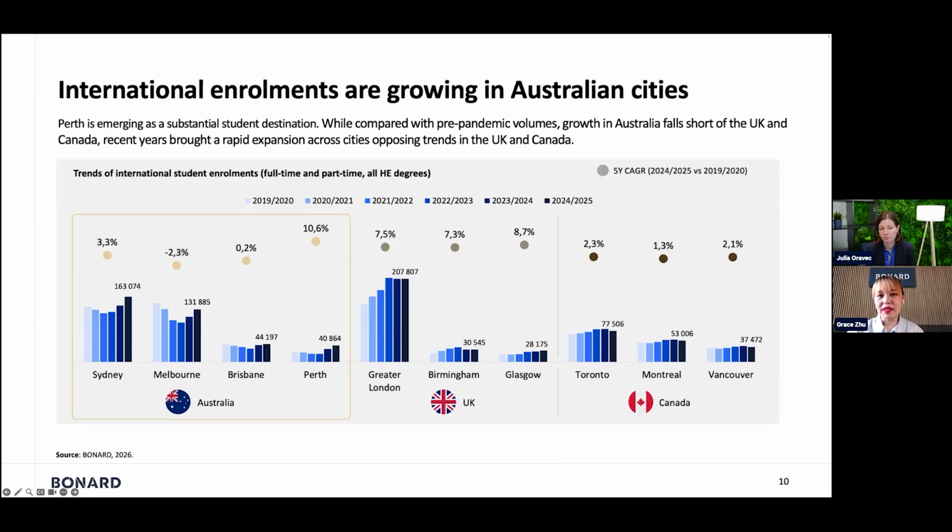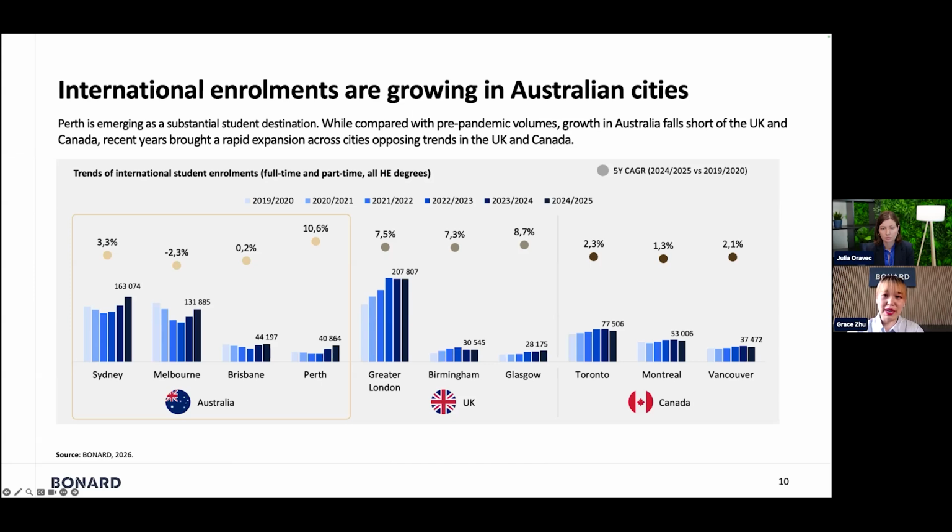So many may ask, why is Perth growing? It is being driven by migration settings, greater affordability compared to Sydney and Melbourne, and also proactive state government promotion. And being closer to Southeast Asia and India is actually quite a major advantage. So the growth of Perth directly counters the trend that we see in UK cities like London and Birmingham, which is also growing, but from a different base. Similarly in Canada, cities like Toronto, Montreal, and Vancouver are also showing more moderate growth. So the rapid expansion of cities like Perth and the still relative strength of Sydney and Melbourne show that Australia is not a uniform market.